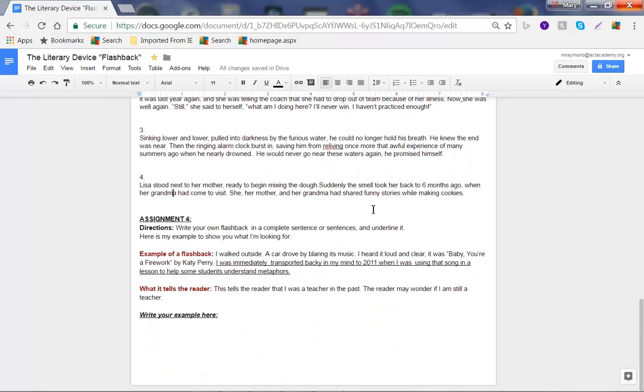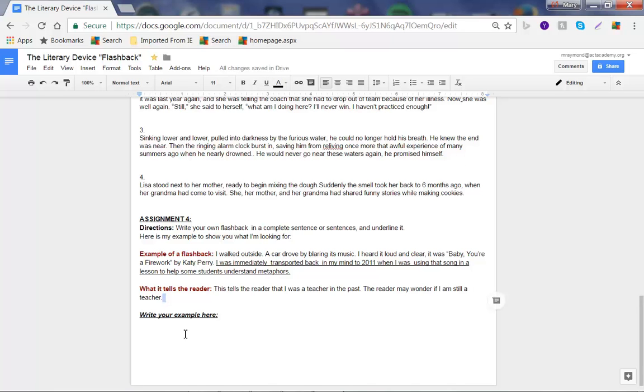Okay, assignment 4. You're going to write your own flashback in a complete sentence or sentences and underline it. Here's my example to show you what I'm looking for. Example of a flashback. This is mine. I walked outside. A car drove by blaring its music. I heard it loud and clear. It was Firework by Katy Perry. I was immediately transported back in my mind to 2011 when I was using that song in a lesson to help some students understand metaphors. What it tells the reader: this tells the reader that I was a teacher in the past. The reader may wonder if I still am a teacher.